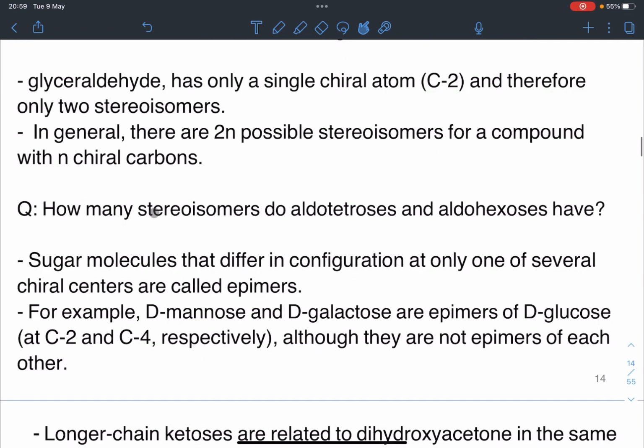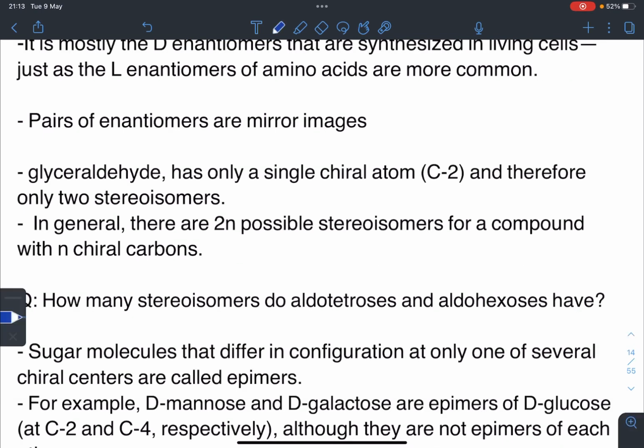Okay, so if they ask you a question, how many stereoisomers do aldotetroses and aldohexoses have? What you need to understand is that this was a typo they made here. This is not 2n, it's 2 raised to the power n. I don't know how your PowerPoint looks, but it's supposed to be 2 raised to the power n.